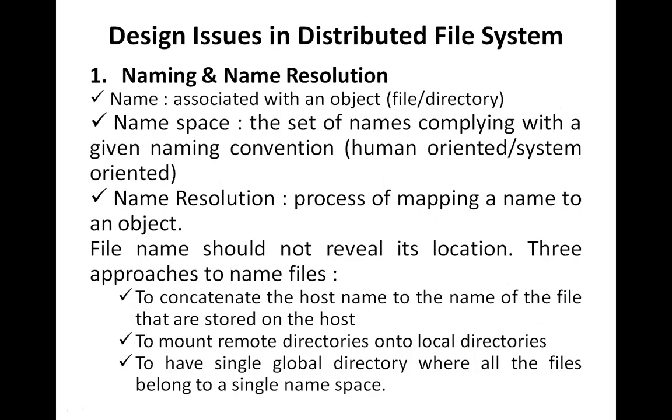But before we go into the detail of what the mechanisms are and how distributed file systems are built, we must know the issues associated with the distributed file system, and these issues are called the design issues. The first and foremost important design issue in the distributed file system is naming and name resolution.